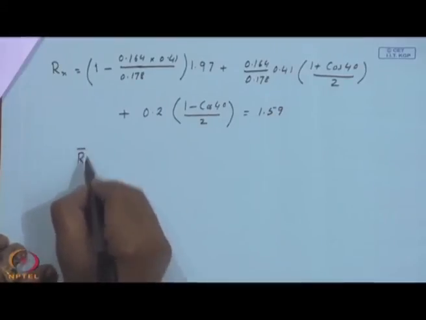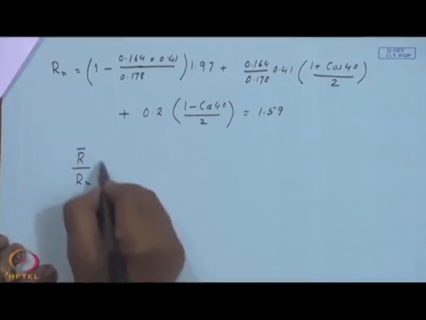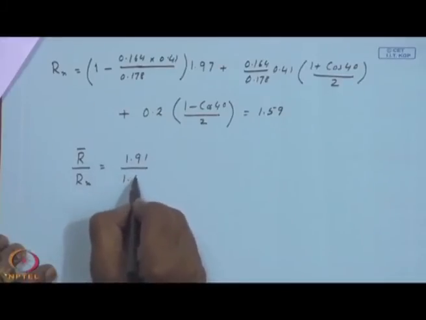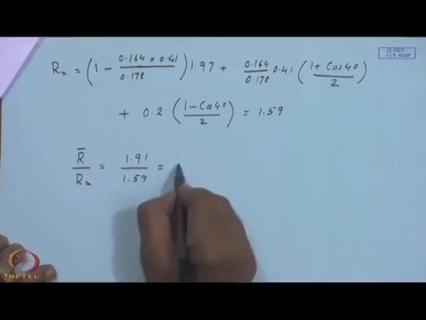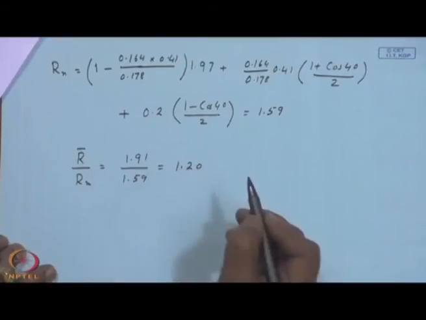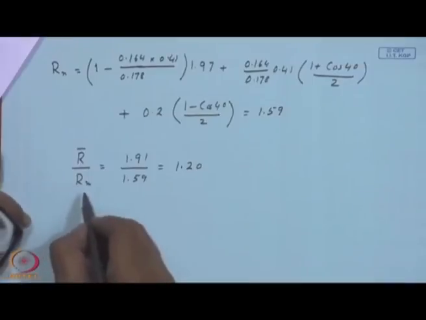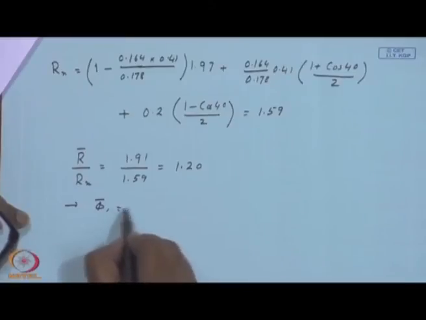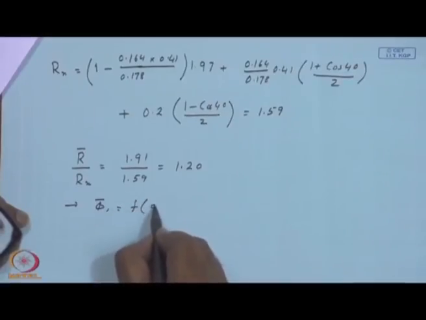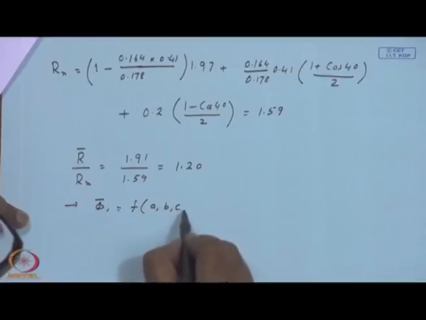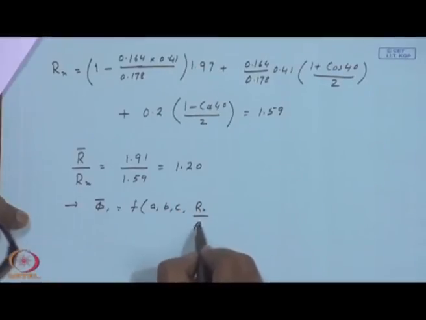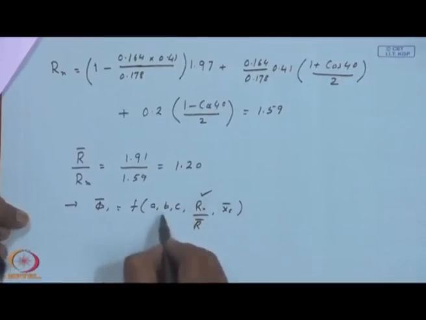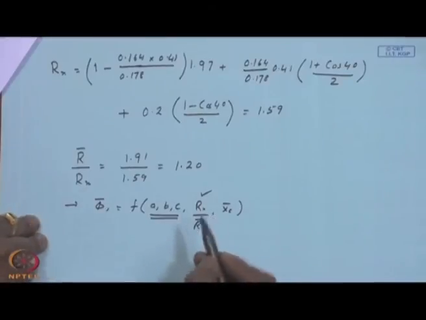So, R bar upon R n equal to 1.91 by 1.59 equal to 1.20, right. So, this is one parameter I need in calculating phi bar, in addition to, of course, that A, B, C, and then R n by R bar or R bar by R n, does not matter, and X c bar. So, this we have obtained. This can be calculated straightforward from the clearness indices.